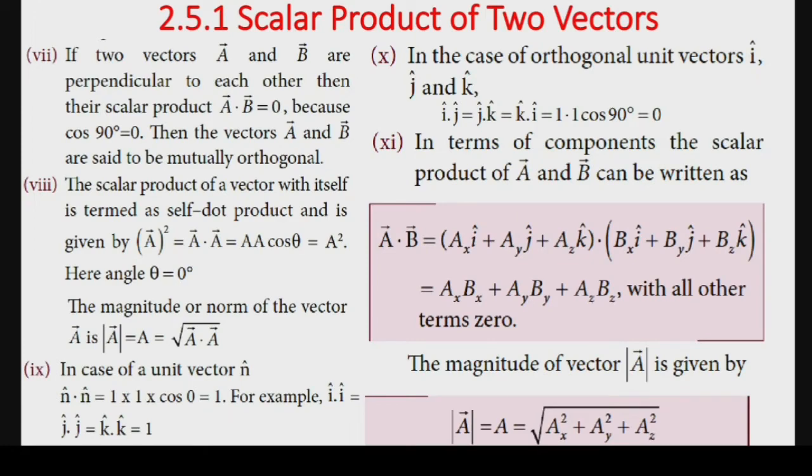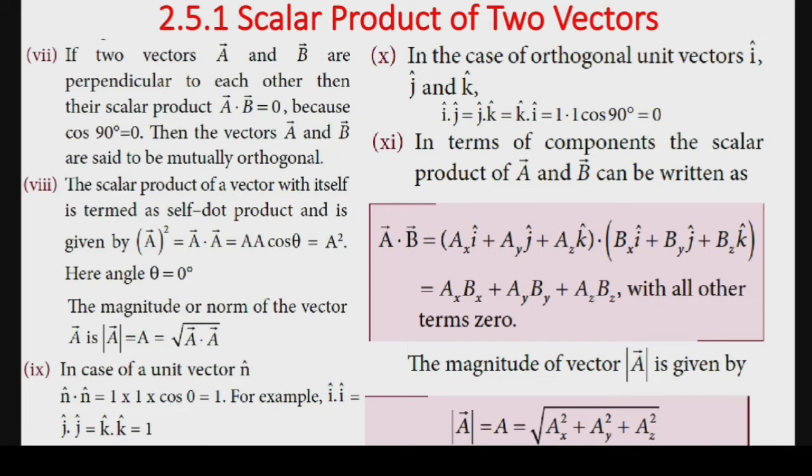Scalar product of two vectors, 7th point. If two vectors A vector and B vector are perpendicular to each other, then their scalar product A vector dot B vector is equal to 0, because cos 90 degree is equal to 0. Then the vectors A vector and B vector are said to be mutually orthogonal.